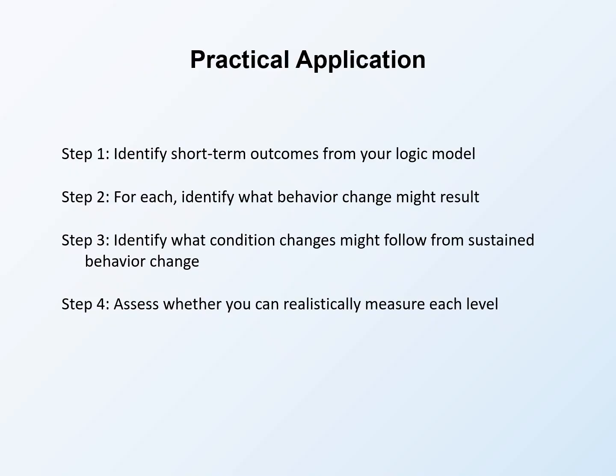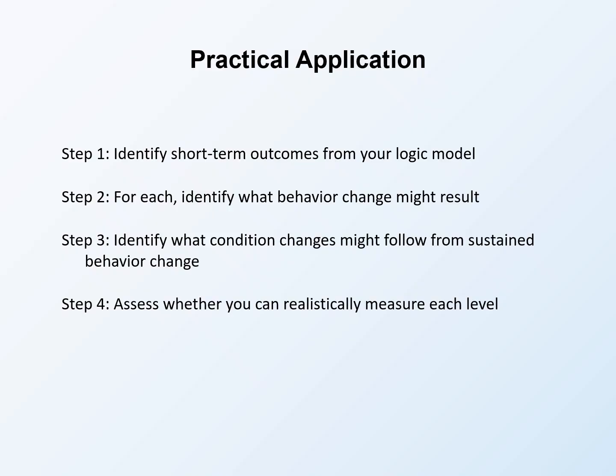Here is a practical exercise to apply what you have learned. Step 1. Identify the short-term learning outcomes from your logic model. These are your starting points for deeper outcomes. Step 2. For each short-term outcome, identify what behavior change might result. If participants gain this knowledge or skill, what might they do differently? Be specific about observable behaviors.